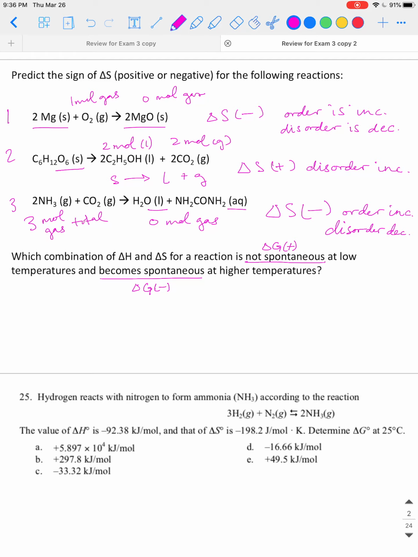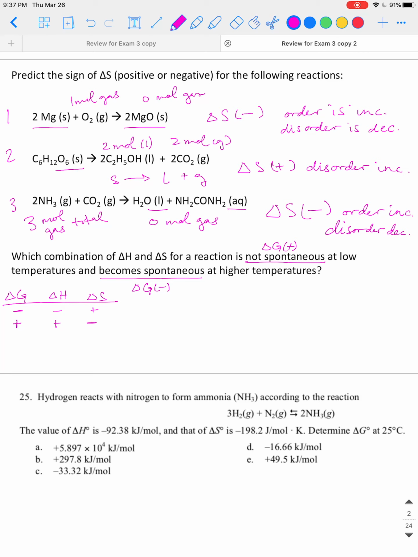And so, first off, I'm going to make a table over here. I would definitely put a table like this on your note card. We will still do a note card for exam 3. If we have a negative delta H and a positive delta S, we will always get a negative delta G. On the flip side, if we have a positive delta H and a negative delta S, we will always get a positive delta G, okay? And remember, negative delta G is spontaneous, positive delta G is not spontaneous.